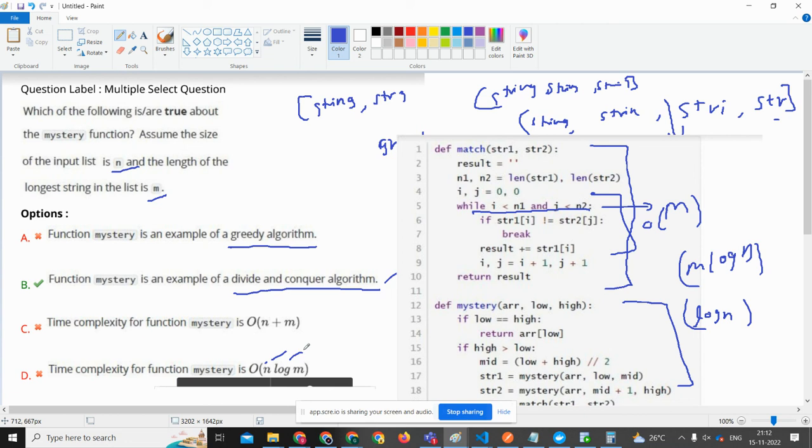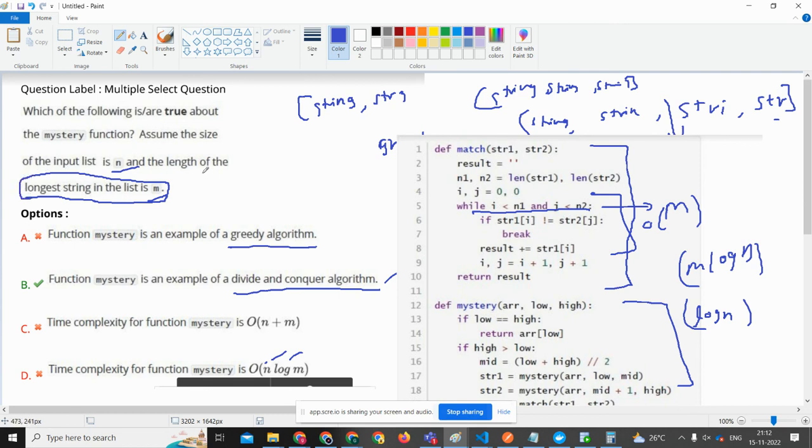So for each of these log n levels that we have in this divide and conquer strategy, we are doing m steps of work, O of m, to merge. So for each of these levels we do that, so it gets multiplied. So we get m log n, right? Yeah, correct. I'm not getting the order of m. How do you say order? The longest string in the list is m.